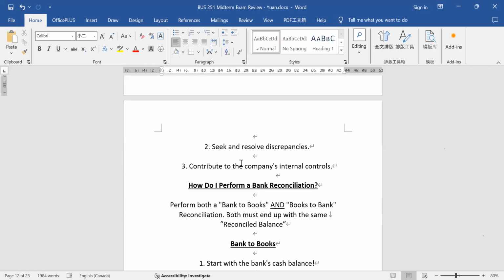So in this way, you know that your journal entries are properly booked. You know that your trial balance will be working, and you know that your balance sheet will reflect the real ending balance of all the accounts.